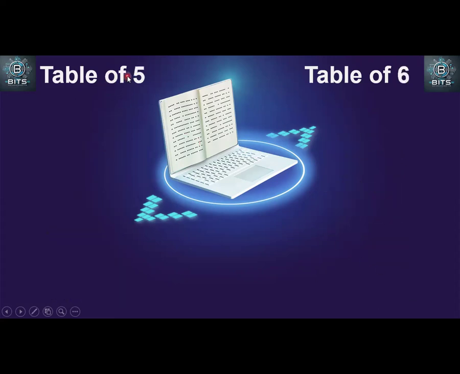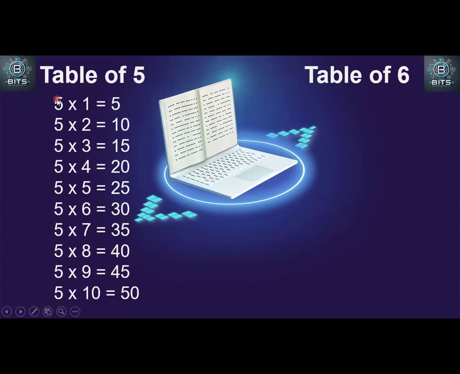Table of 5. Five ones are 5. Five twos are 10. Five threes are 15. Five fours are 20. Five fives are 25. Five sixes are 30. Five sevens are 35. Five eights are 40. Five nines are 45. Five tens are 50.